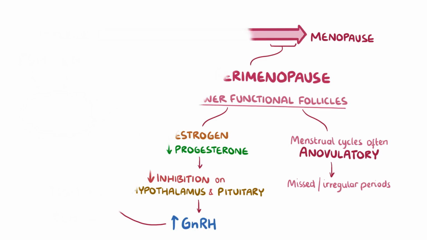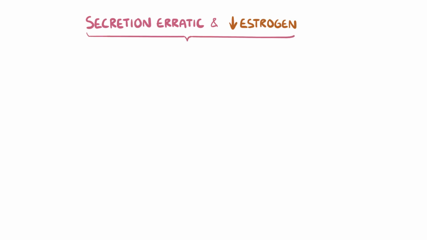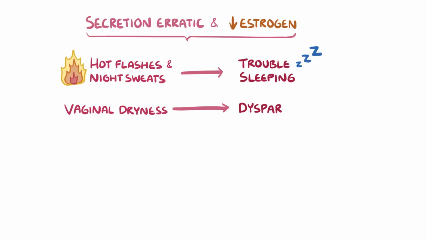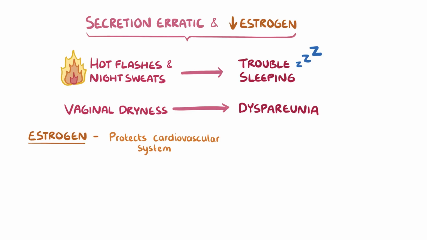The difference is, though, that the pattern of secretion is much more erratic than during the reproductive period. This erraticness, along with decreasing estrogen levels, can cause a bunch of problems, and these include hot flashes and night sweats, which can lead to trouble sleeping, and also vaginal dryness, which can lead to dyspareunia, which is pain during sex.